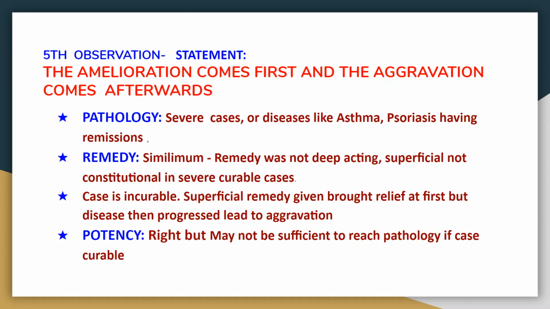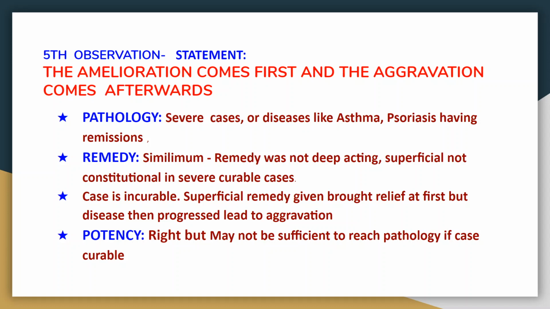So the remedy is similimum. The remedy was not deep acting, superficially it was given, and it was not constitutional in curable cases. So the first condition: when this is a curable case and the remedy is not deep acting, then the patient may get amelioration followed by aggravation. The case is curable and the remedy is given superficially, which brought relief at first, but the disease then progressed and led to aggravation. So the potency was right but may not be sufficient to reach the pathology of the case if the case is curable.